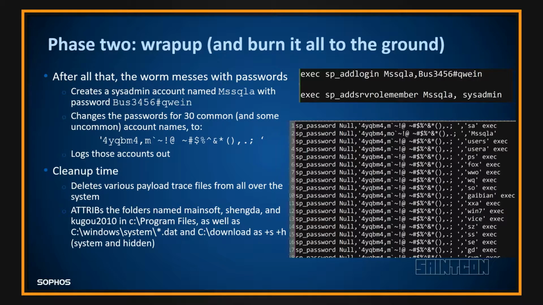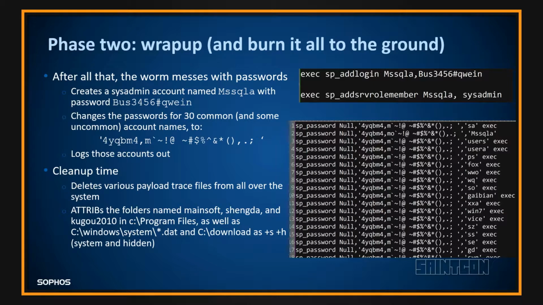But then it goes through, and in the bottom box here, you can see that it runs these stored procedures of nulling out the passwords for a bunch of accounts on the machine and then changing them to this one that's here, which starts with accent 4, YQBM 4, and I'm not going to try and read the rest of the punctuation, but you can see it's an even longer, complex, punctuation-filled password, and then it logs all those accounts out.